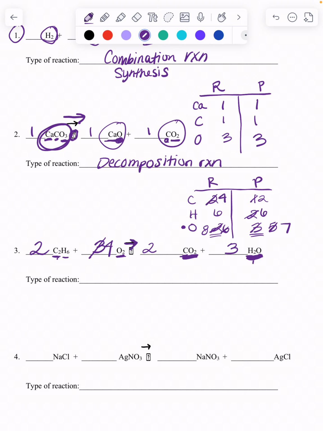4 carbon on this side. Now I have 12 hydrogen over here. And I have put us off balance again. But this does give me an opportunity to rebalance things.